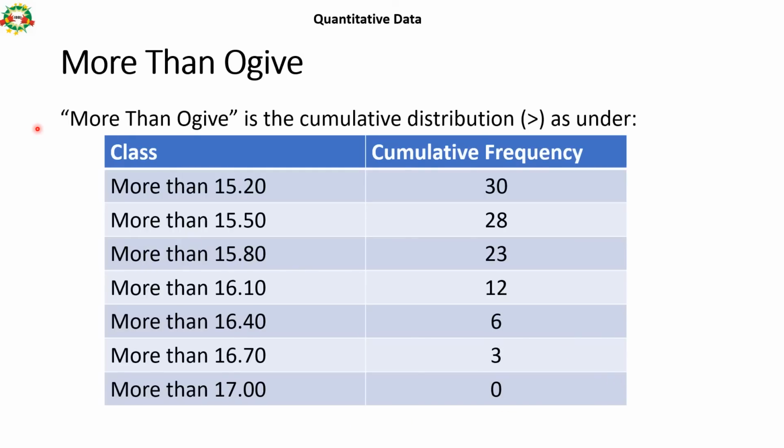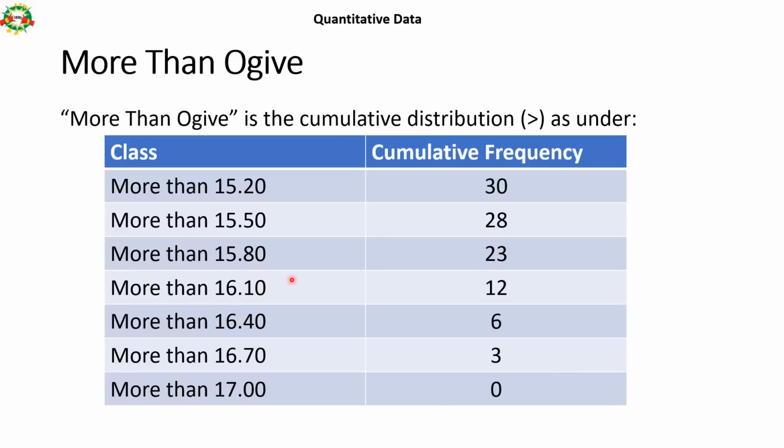Likewise, more than ogive is also there. So more than ogive is the cumulative distribution with the more than sign, greater than. So in this case, more than 15.20, all data points were more than that value. And then more than 15.50, there were 28 data points, because two data points were lying between the interval 15.20 to 15.50. So the remaining 28 were more than 15.50.